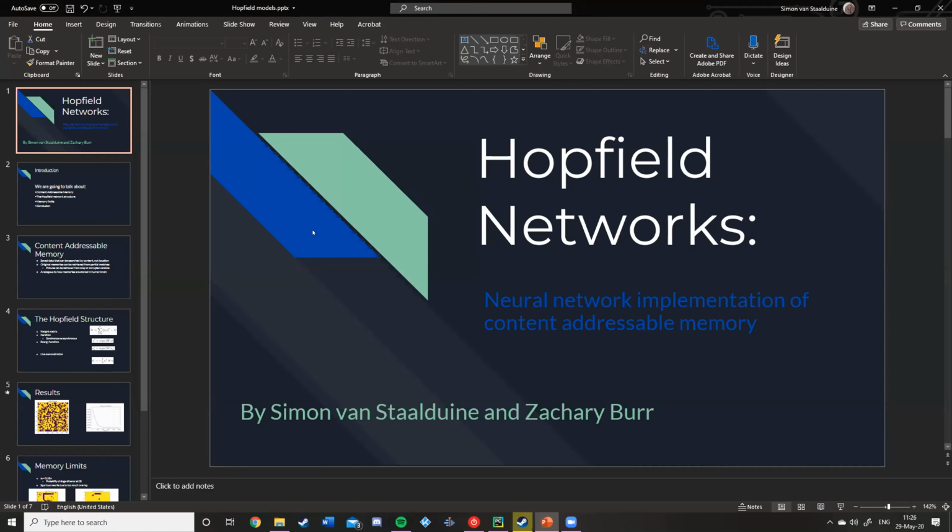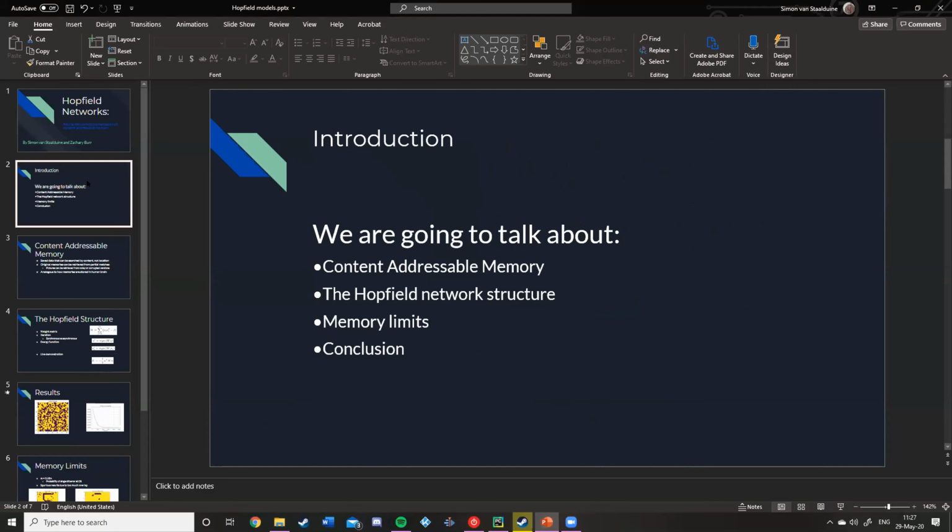So we're going to discuss what exactly is content addressable memory. Then we're going to talk about the structure of Hopfield networks and how they work, what the limitations are, and then a brief conclusion. So you go to the next slide.